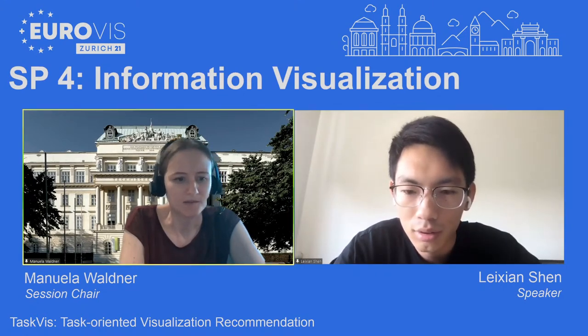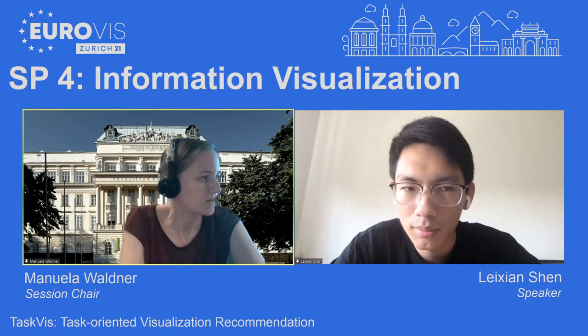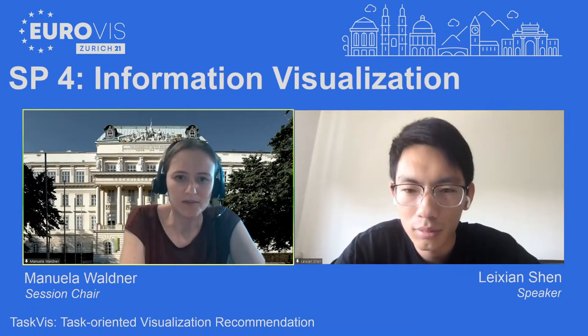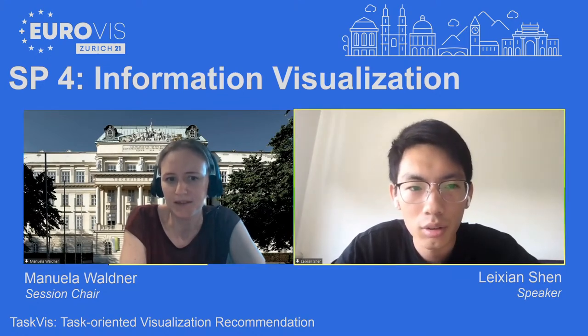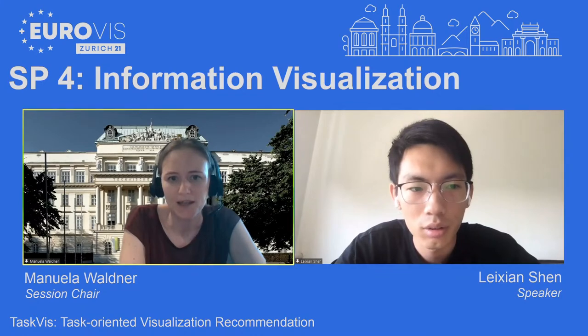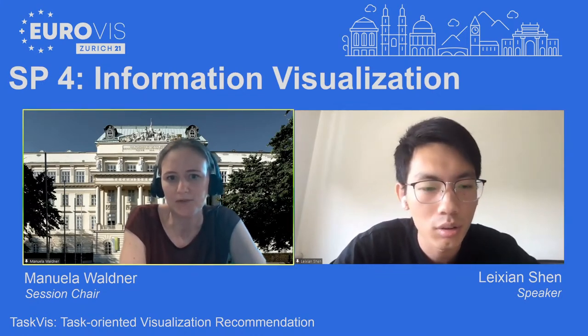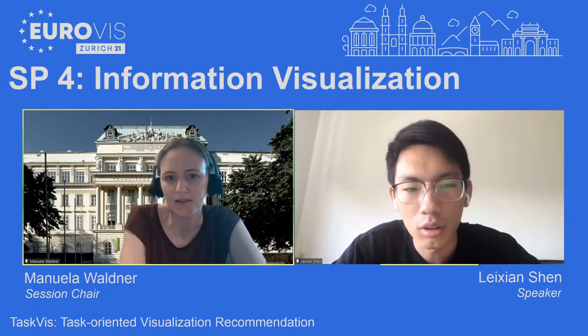Okay. And maybe if there's no more question from the audience, I will ask a last one. So you presented your task taxonomy. Can you maybe shortly comment on how it differs from existing task taxonomies like the one from Amar and Stasko? It seems that there's quite some overlap, right? Is it more extensive or does it also differ in the kind of low-level tasks?